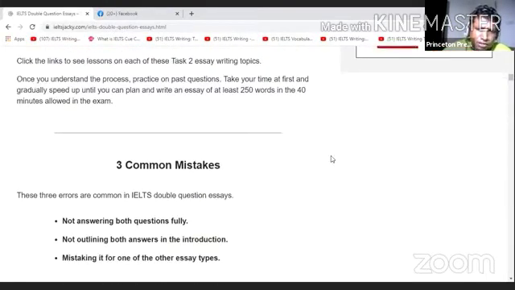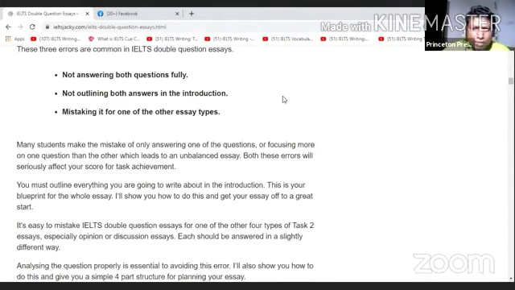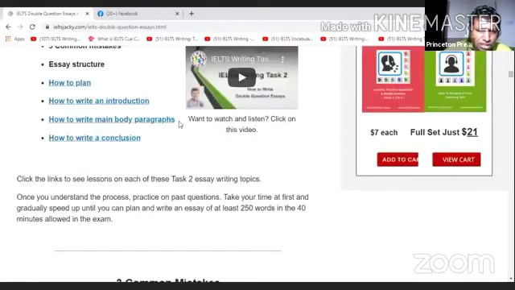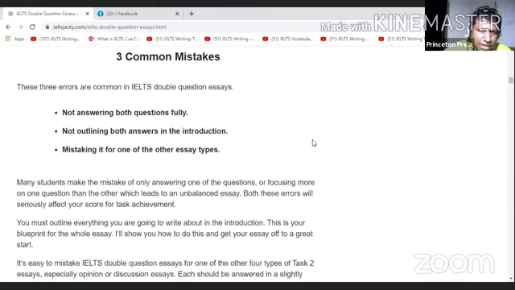Okay, so three common mistakes. What are the biggest mistakes students usually make? These are the three common mistakes in IELTS double question essays. Don't make these mistakes while answering this kind of question. First: not answering both questions fully. What are the questions? The ones below. You'll have to answer both, in a balanced way.